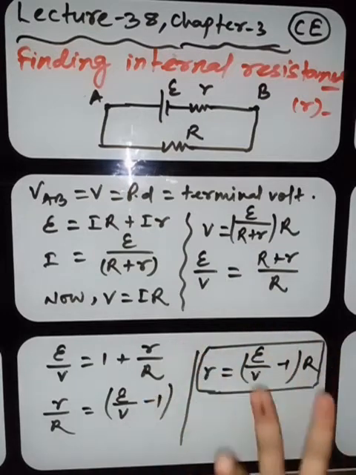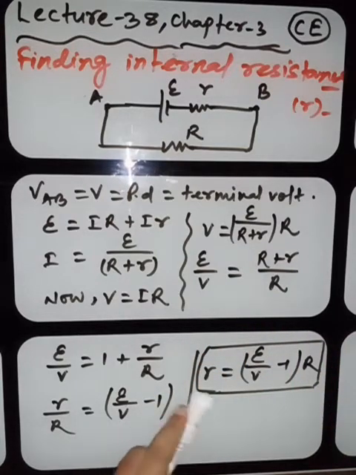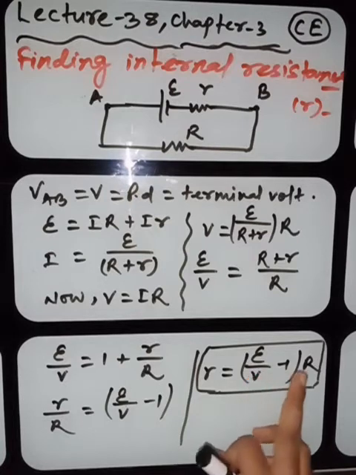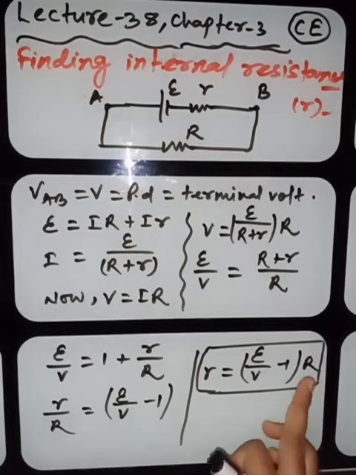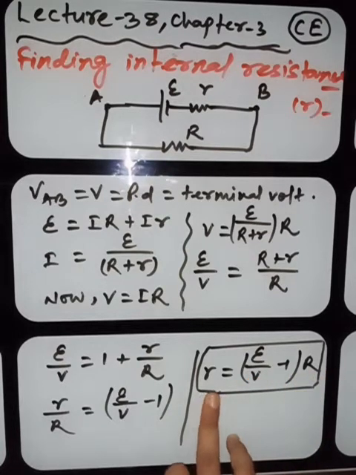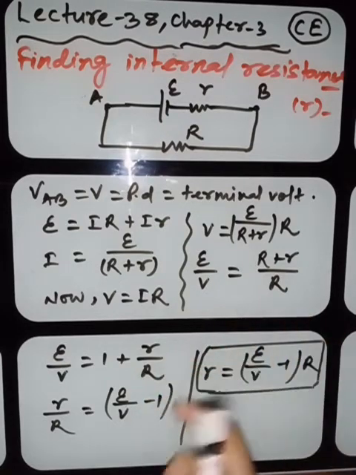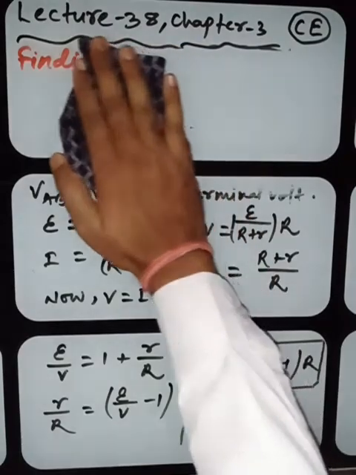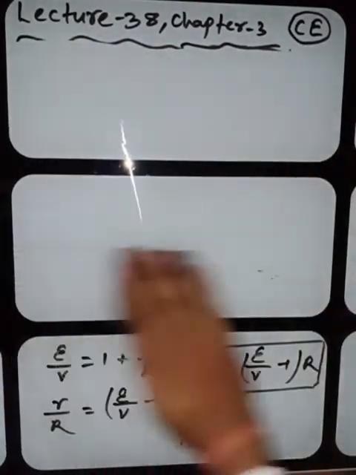You can find the internal resistance if you have the EMF of a cell, the potential difference across the two terminals of the cell, that is the terminal voltage, and the load resistance. Then you can find the internal resistance. So can we solve a very simple question, my dear students? I'm giving you a simple question. Kindly note down this one.